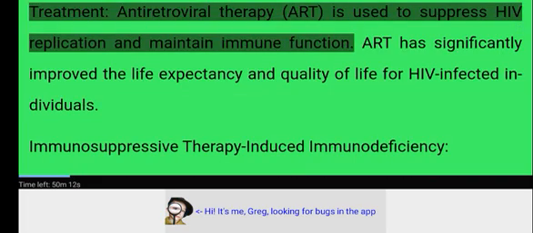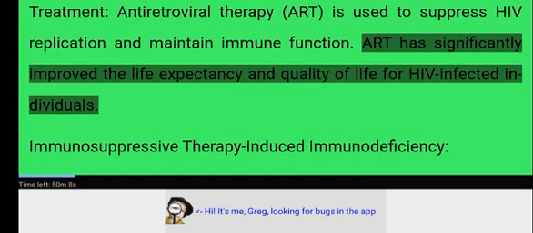Treatment. Antiretroviral therapy, ART, is used to suppress HIV replication and maintain immune function. ART has significantly improved the life expectancy and quality of life for HIV-infected individuals.